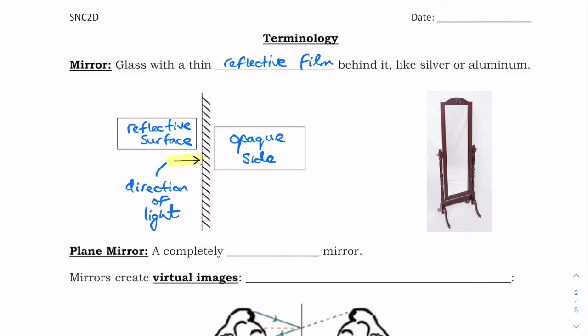Okay, so with that being said, a common mirror that you probably experience in everyday life is a plane mirror. These are mirrors that are completely flat. And this is probably most mirrors that you have in your house, for example, like bathroom mirrors, hallway mirrors, if you have a mirror on a closet door, for example.